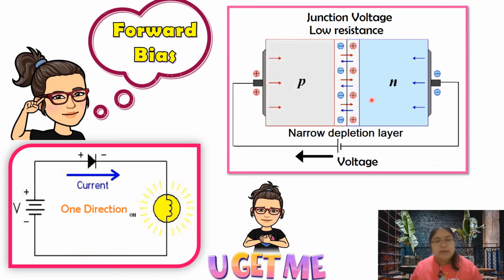So from here, let's see the circuit. When you see the positive terminal joined with the anode, and the negative joined with the cathode, that means the current can go through. The current goes through in one direction, so you find the bulb lights up. This situation we call forward bias.